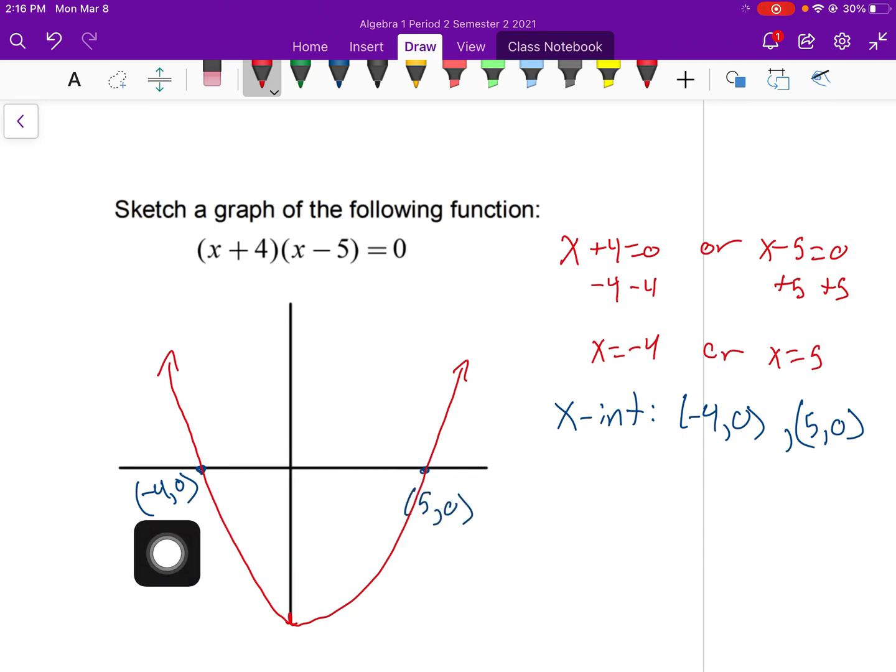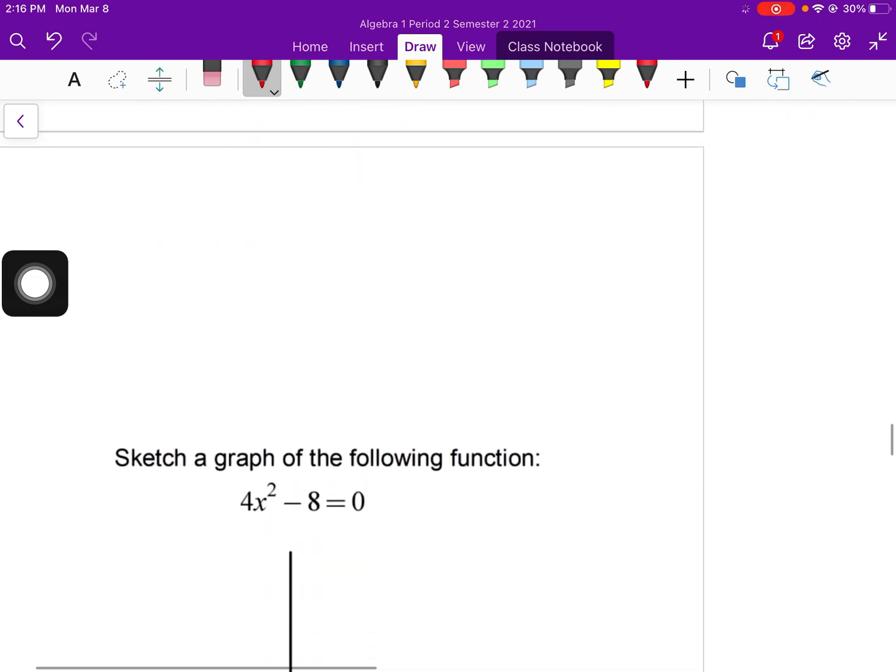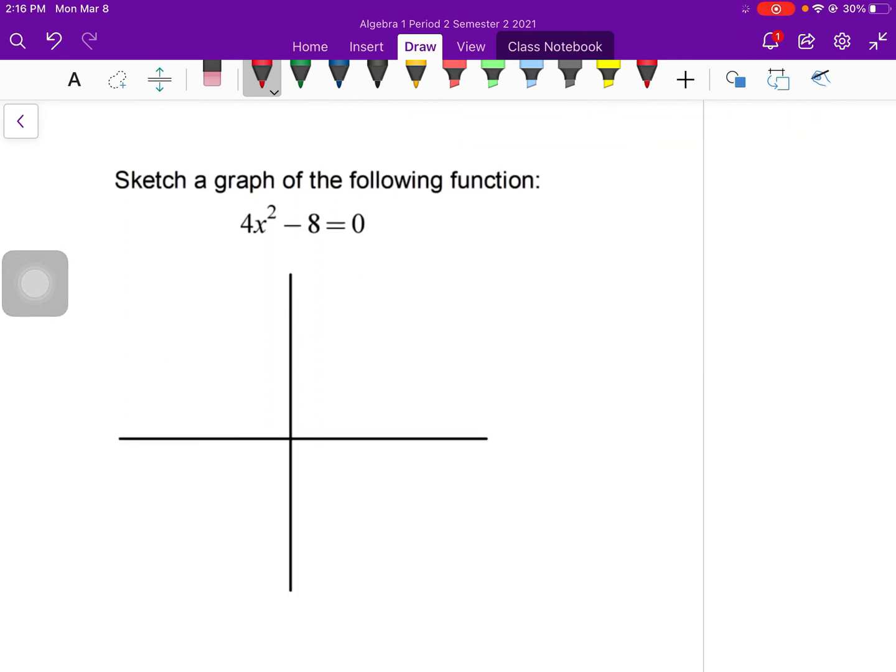I need to see a dot at your x-intercepts. I want you to label your x-intercepts. And then it's either going to kind of look like a U or kind of look like an N. That's it. That's all I'm asking for sketching. So for this one, it doesn't give us in factored form right away.